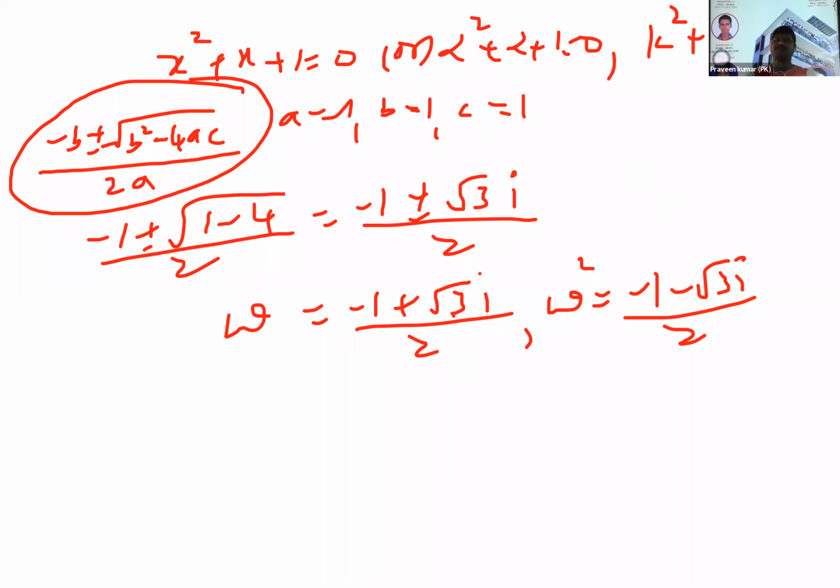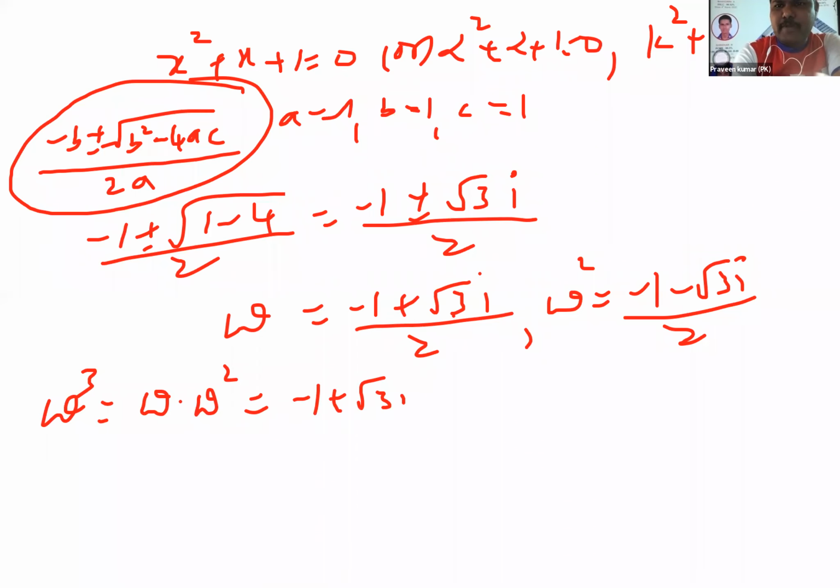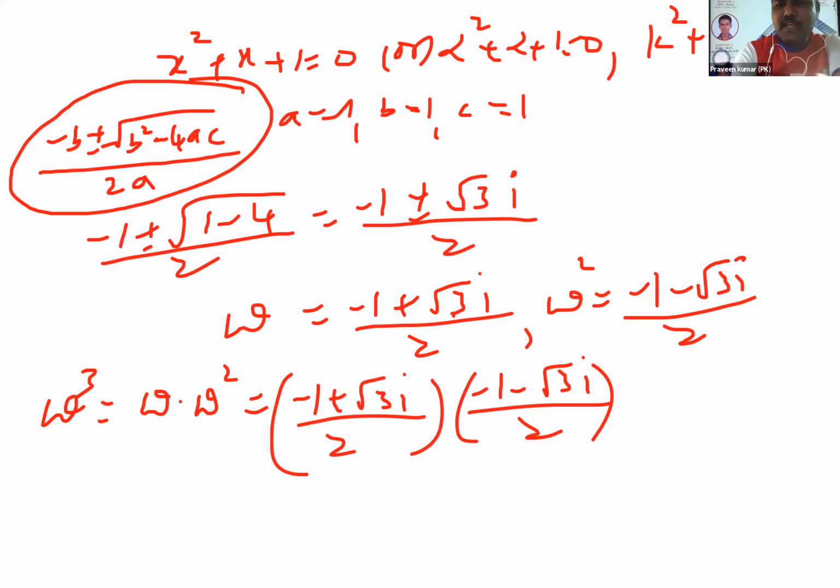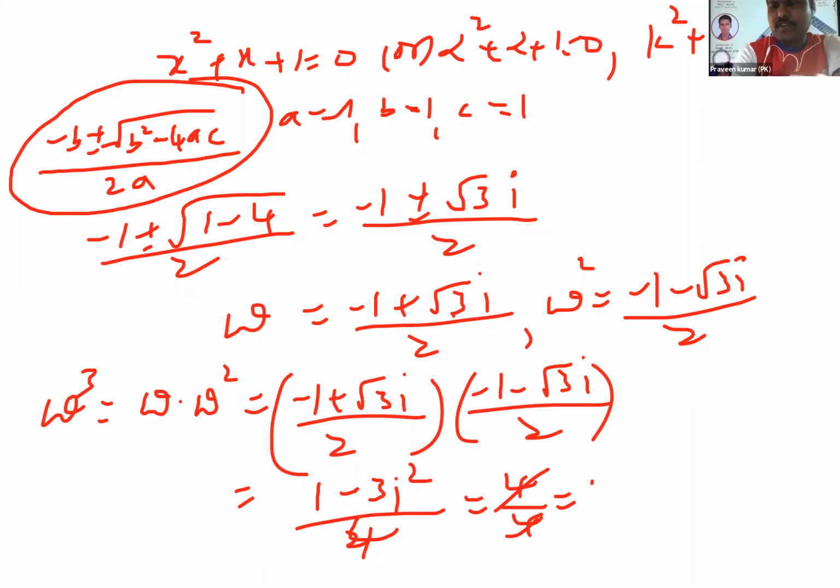Completed. Now you can observe, my dear students, I can find omega cube value. Omega cube means omega into omega square, no? Minus 1 plus root 3i by 2 into minus 1 minus root 3i by 2. Multiply. (a plus b)(a minus b) is a square minus b square: minus 1 whole square, 1 minus root 3i whole square, 3i square by 2. 2 twos are 4. 4 by 4, how much? 1. So what I understood, omega cube is 1.